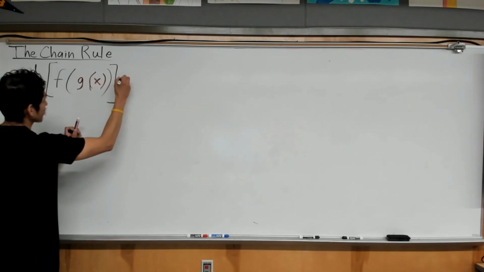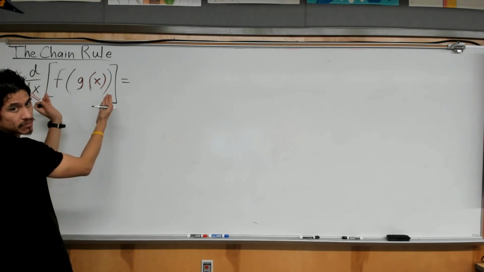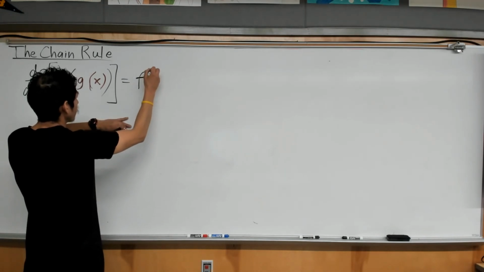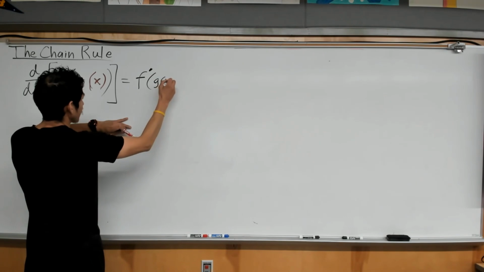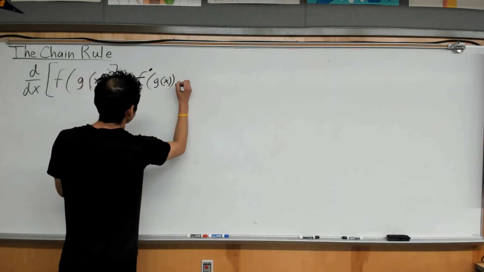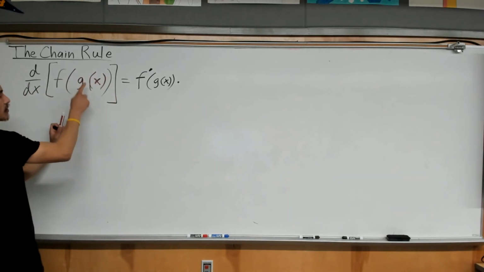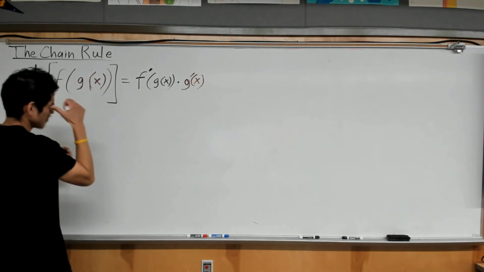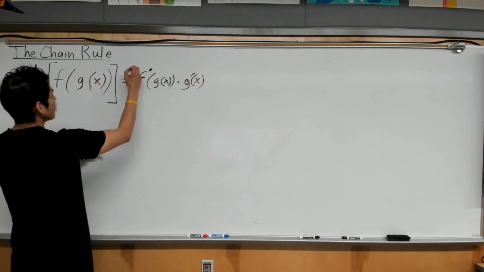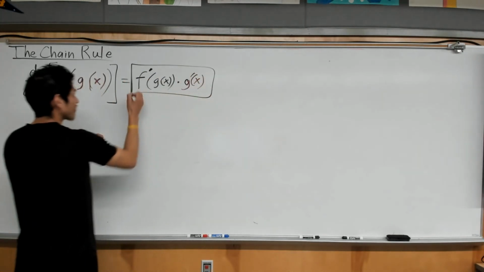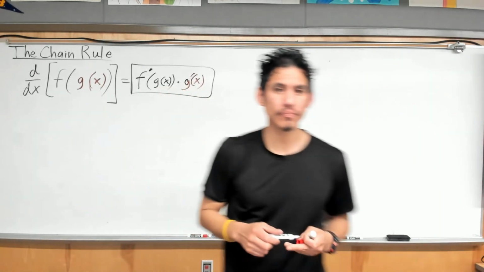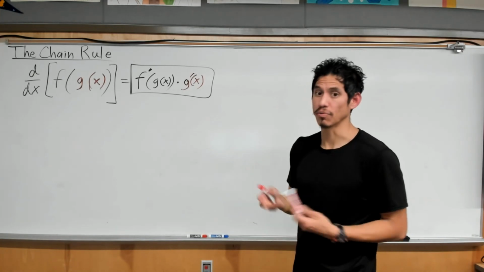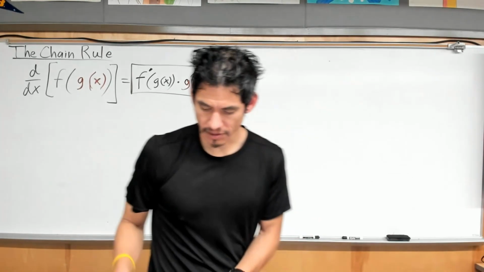What this says is that you take the derivative of the outside function, which is the f of g of x. So you do f prime, and you leave the g of x as is. And then you multiply this by the derivative of the inside, or the derivative of g of x, so g prime of x. So that's the rule. But let's apply it because it's confusing when you first see this. I know it was for me. So let's look at some examples.